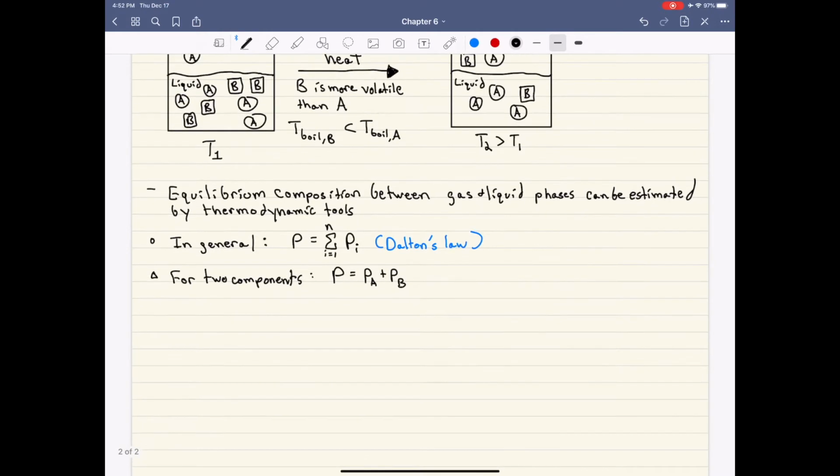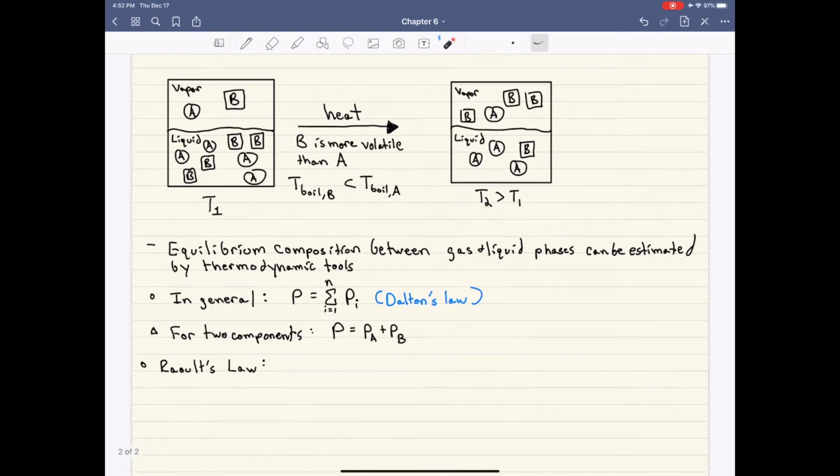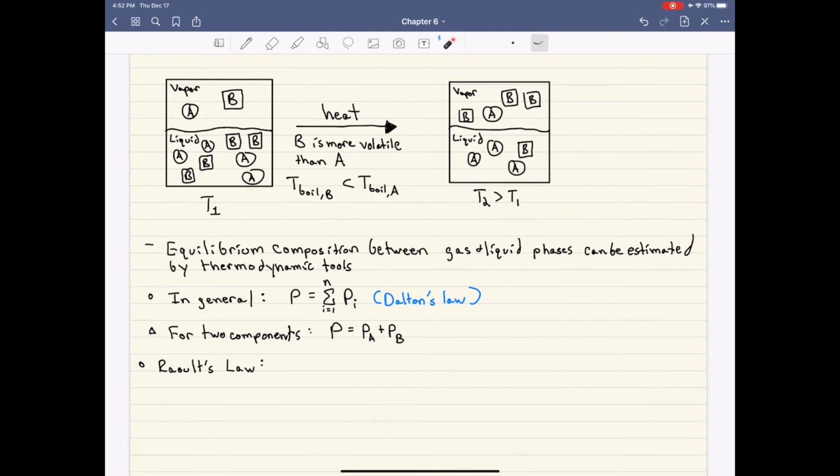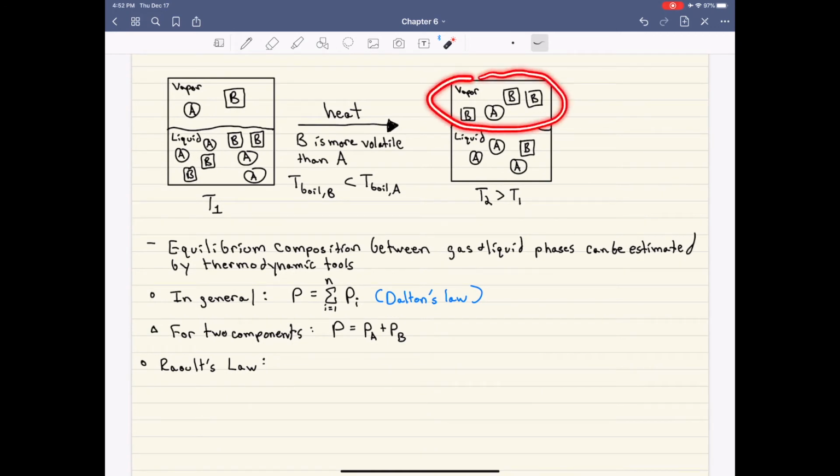Another very important thermodynamic tool that we're going to come back to quite often in this course is Raoult's law. And so I mentioned here, in Dalton's law, that total pressure is equal to the partial pressure in the vapor phase. So I'm specifically talking about the vapor phase here. Okay? What Raoult's law allows us to do is relate the partial pressure of one species in the vapor phase to the partial pressure of a species as it's coming from the liquid.